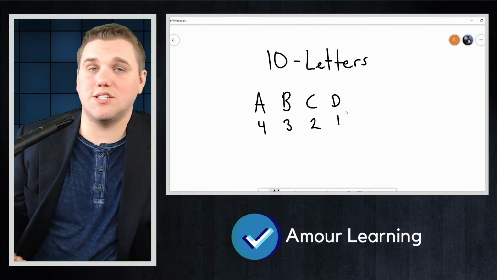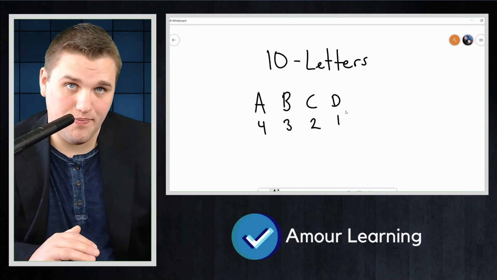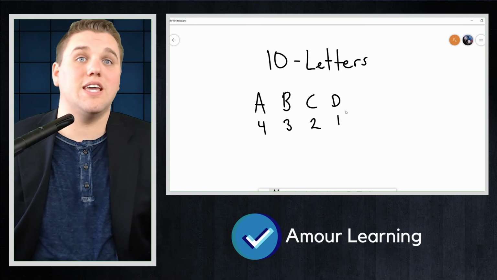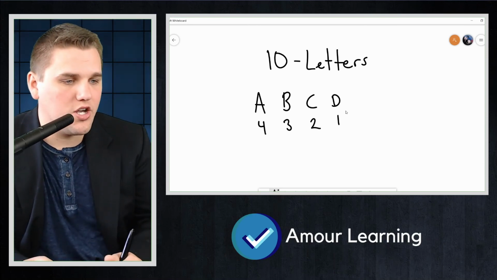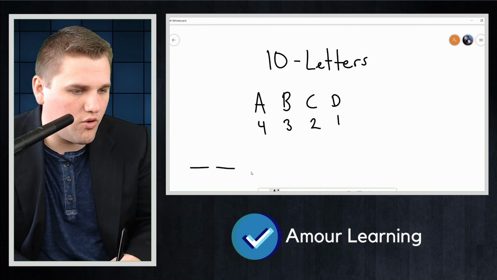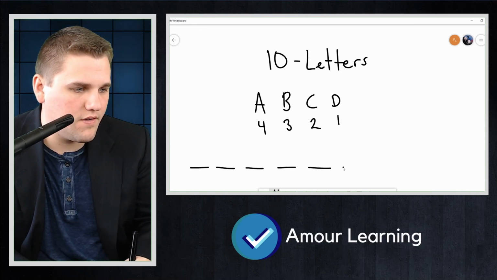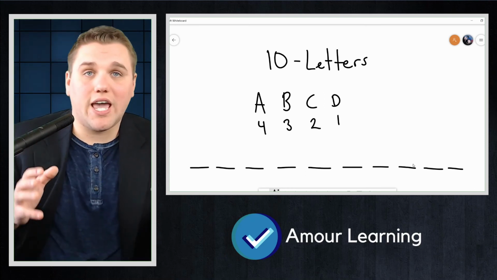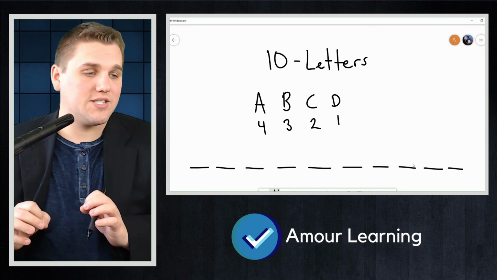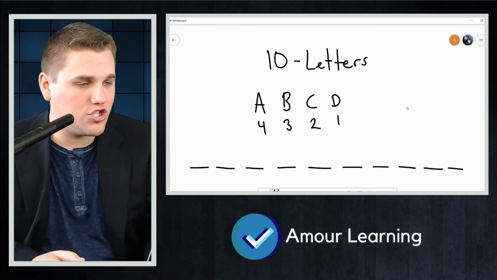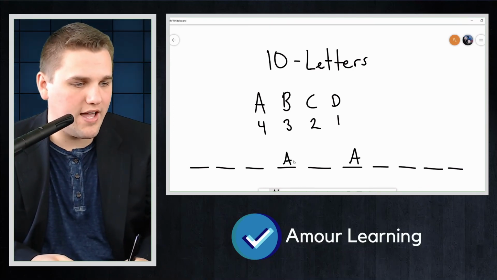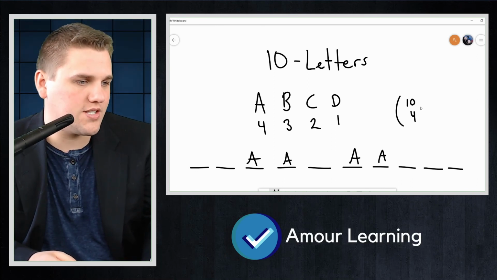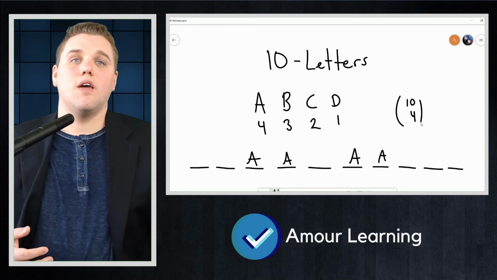We have 10 spots for letters to go. 4 of those need to be A's. We can pick the 4 A spots in 10 choose 4 ways. So again, there are 10 total locations here, and we can pick the 4 spots to put our A's. So let's say we put the A's here. There are 10 choose 4 ways of picking where the A's go.